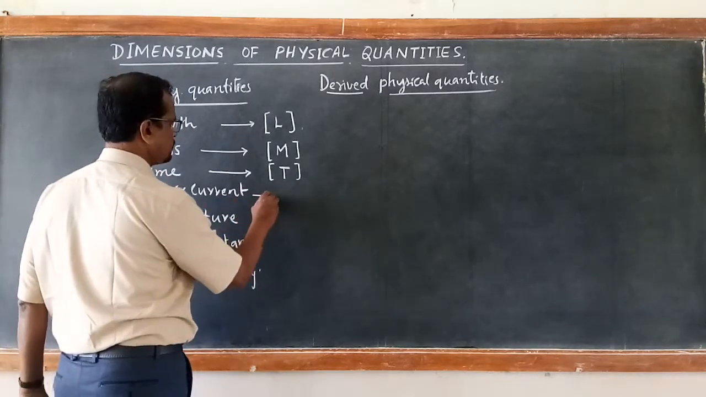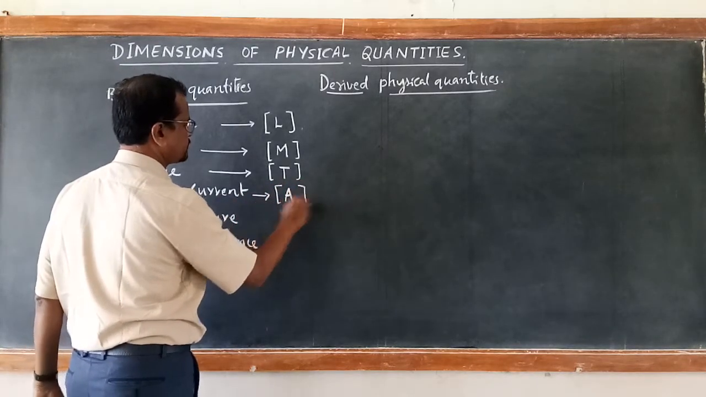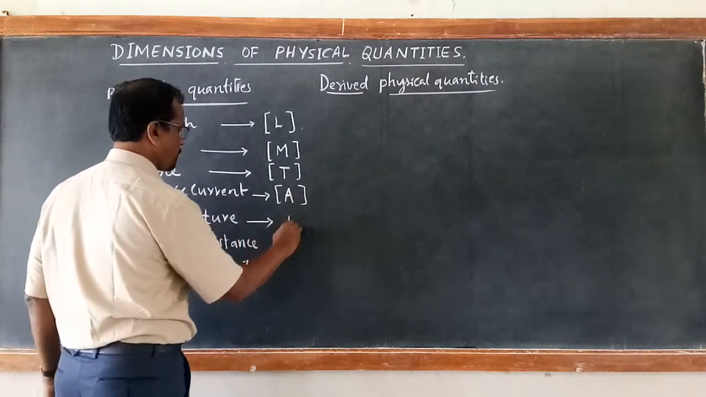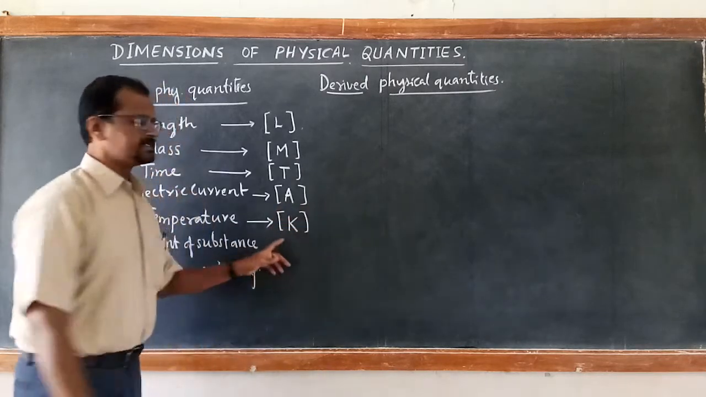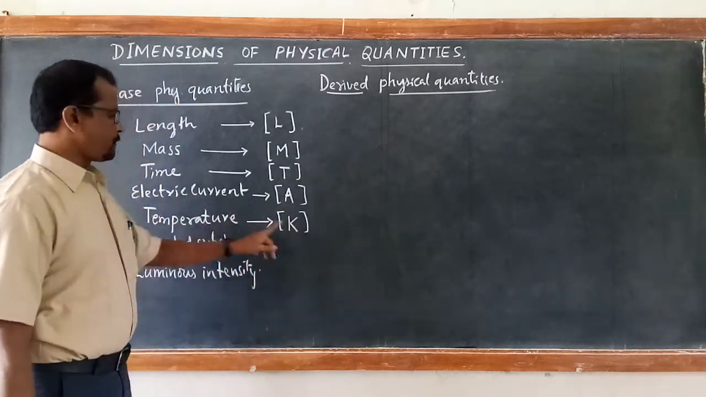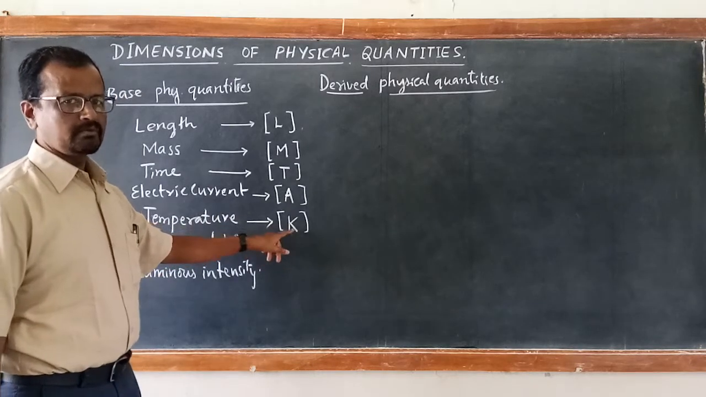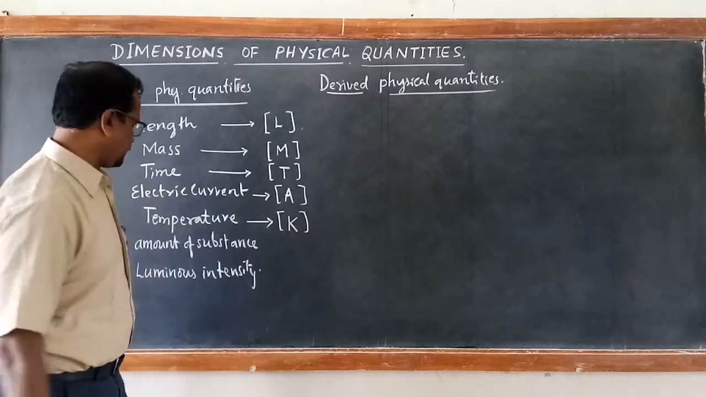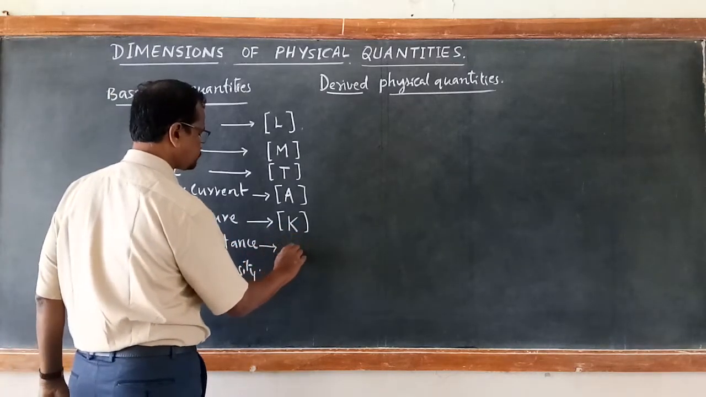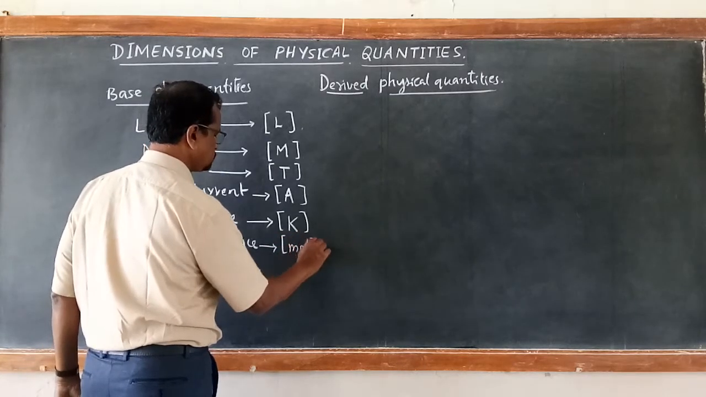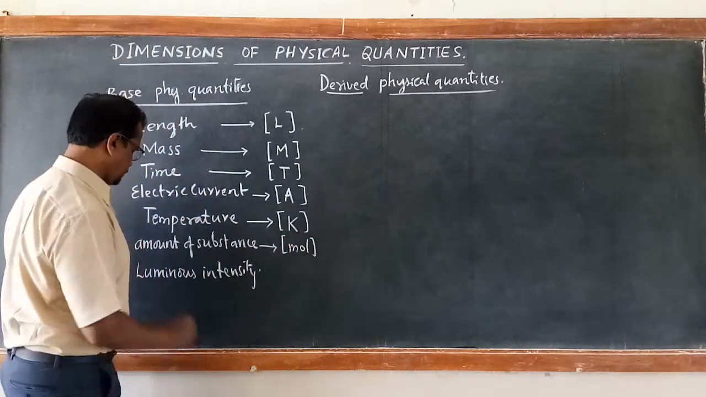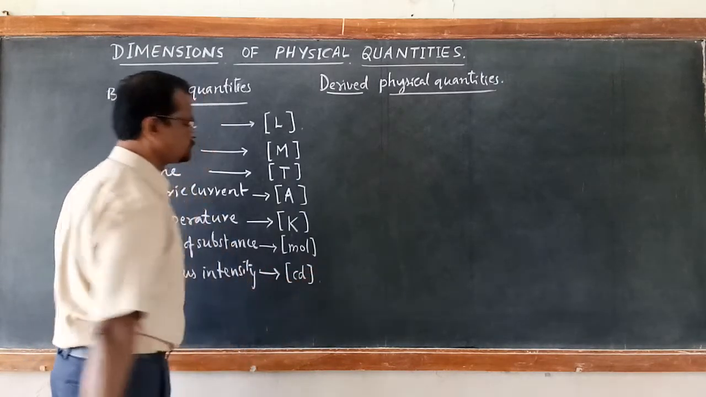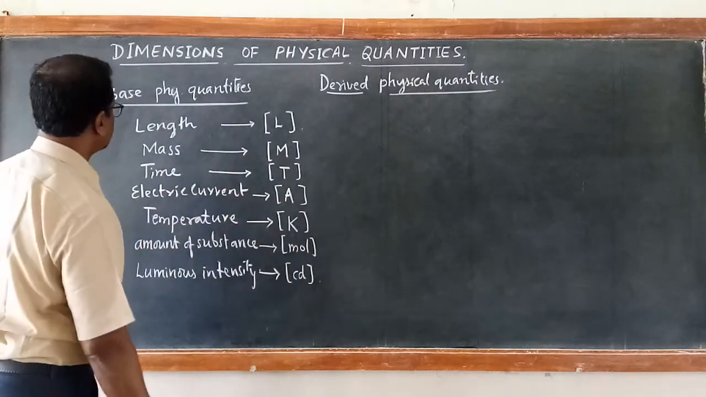Electric current, you know, ampere is the SI unit of electric current, so capital A. And temperature, Kelvin is the SI unit of temperature, so it is written as dimension with K. So temperature has dimension that is written as square bracket K. Amount of substance, mole, square bracket MOL. Luminous intensity, candela, CD. So these are all the dimensions.